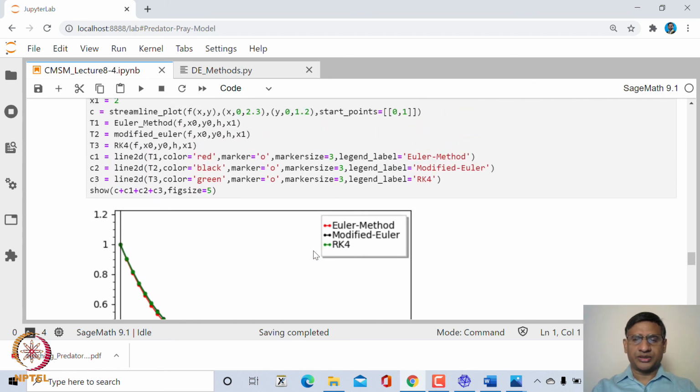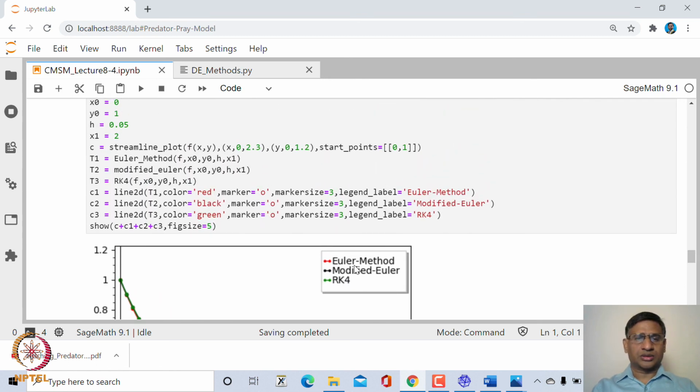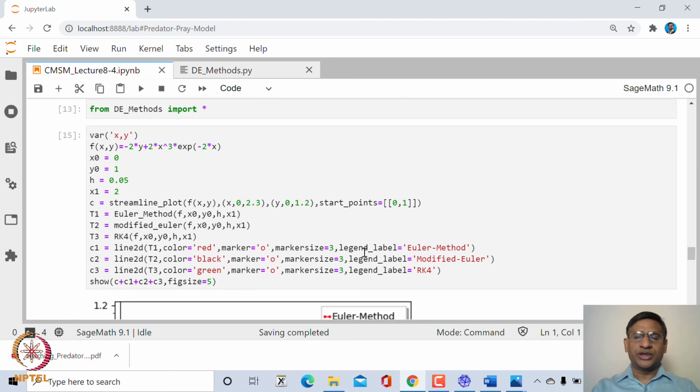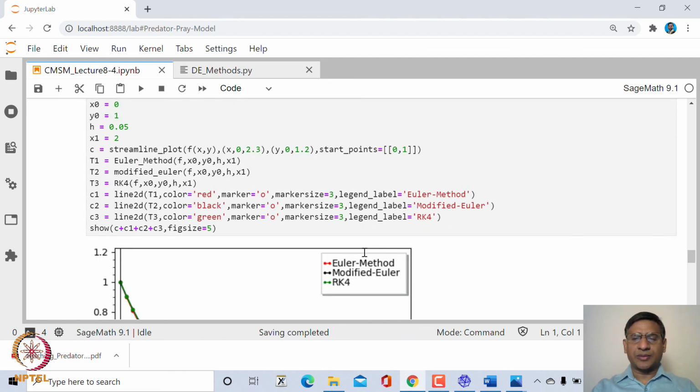I also suggest you tabulate the error terms with Euler's method, modified Euler's method and RK4 method. We already tabulated errors using Euler's method and modified Euler's method. In that, you also add in the next column the RK4 method, right.